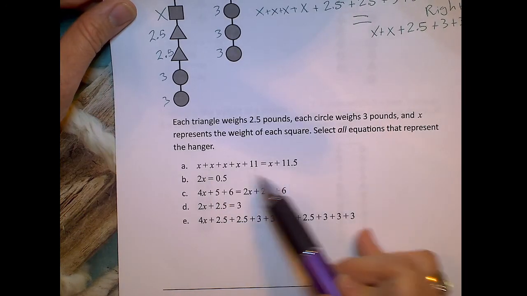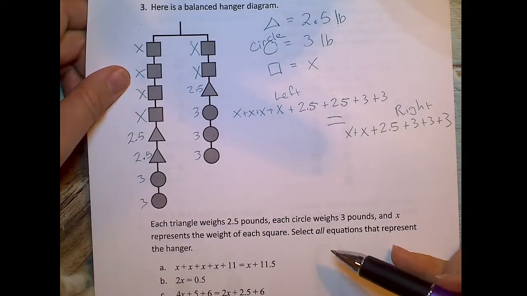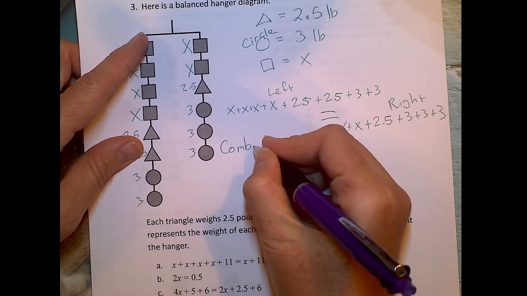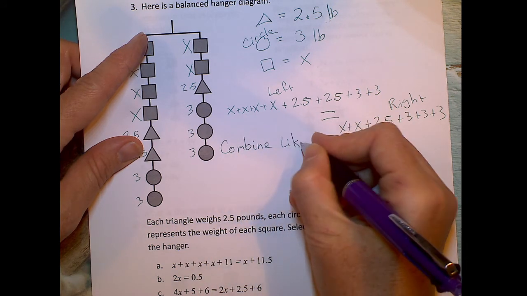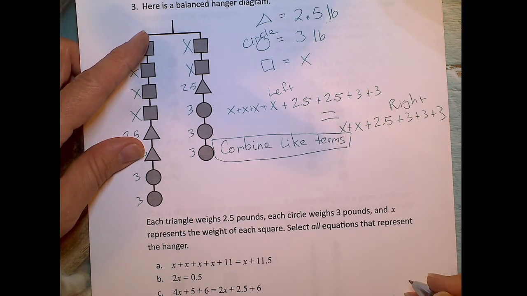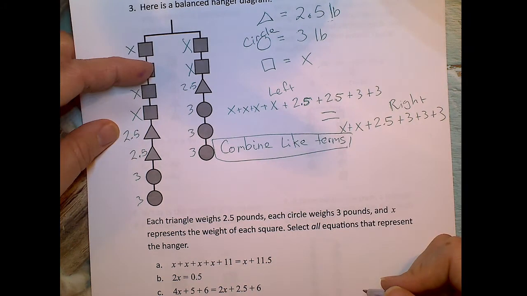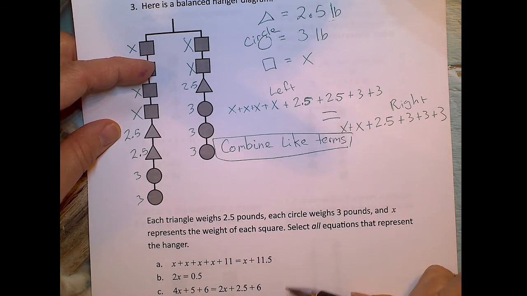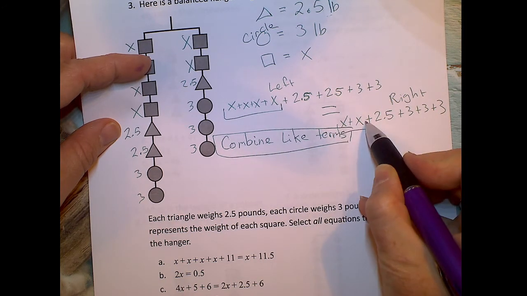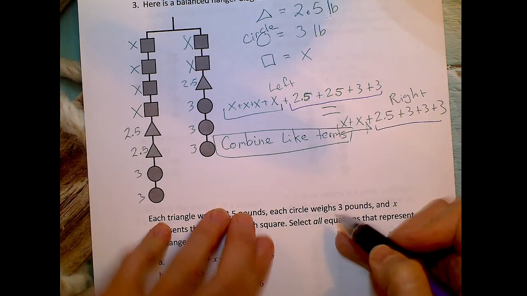Now select all equations that represent the hanger. Well, we can do things to this equation to simplify it. We can combine like terms. I want you to listen to that again. Combine like terms. And what that means is you get all of the x's together and you get all of the whole numbers together. All of the rational numbers together, not necessarily whole numbers because I have decimal points. Anyway, so let's do that. Let's combine these 4 x's and combine these 2 x's and combine these numbers on the left and right side.